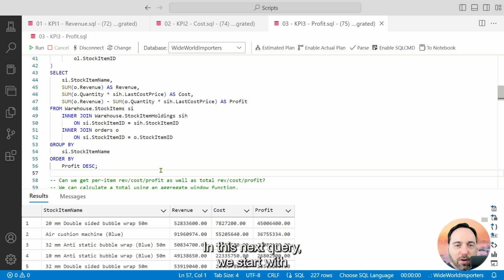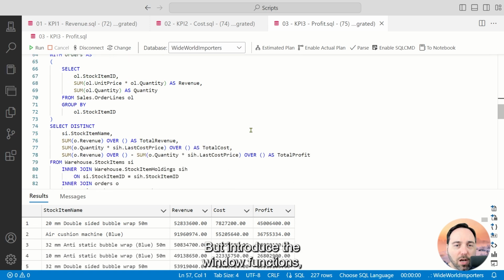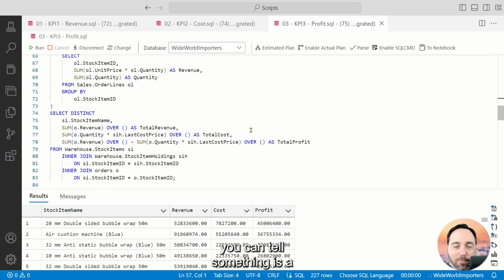In this next query, we start with the same common table expression, but introduce the window functions. You can tell something is a window function because we start with a function name like sum, and then follow it with an over clause. In these examples, the over clause is empty, indicating that our window will be looking at the entire data set. Thus, if we want to look at the sum of revenue over the entire data set, we'll get total revenue.